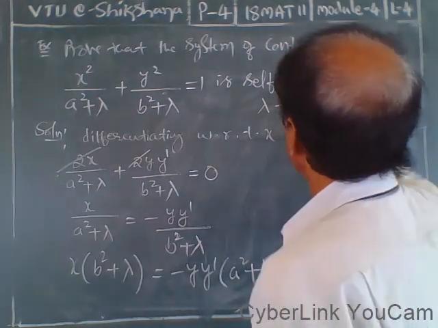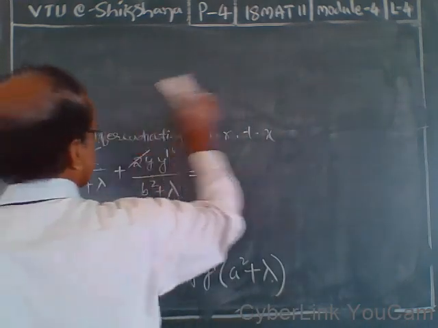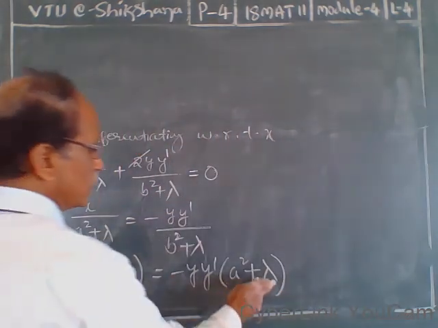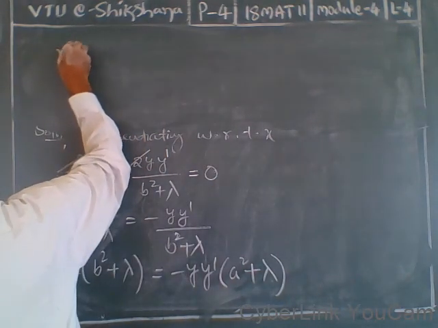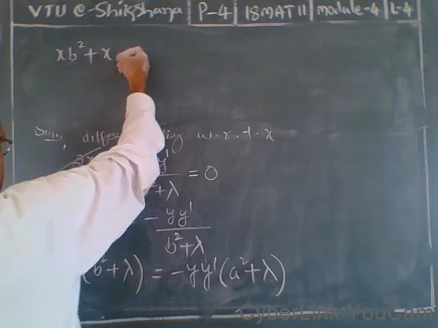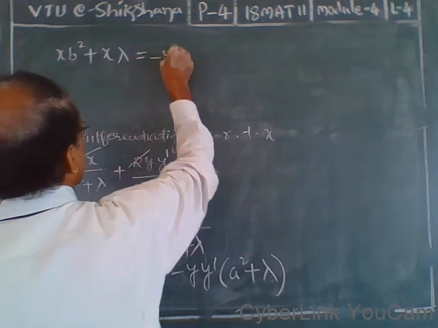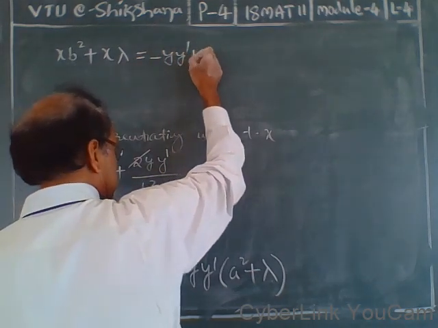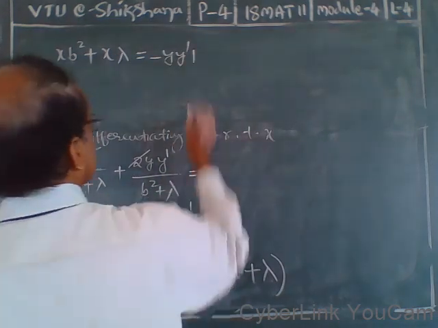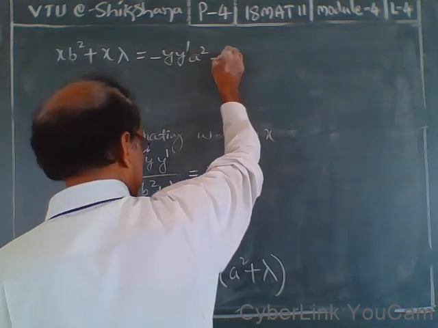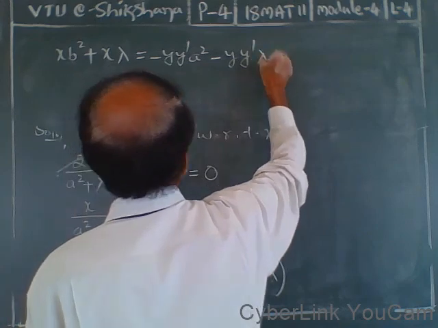Then after releasing the brackets on both sides, you multiply this, you collect the value of only lambda and then substitute in the equation. That is x into b square plus x into lambda equal to minus y into y dash a square, and minus of y into y dash lambda.